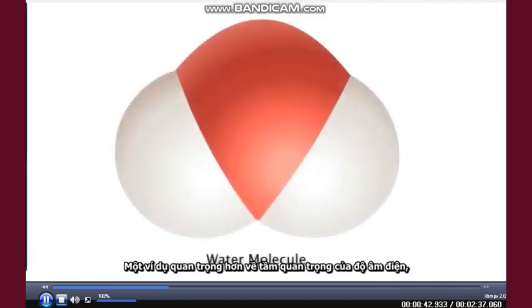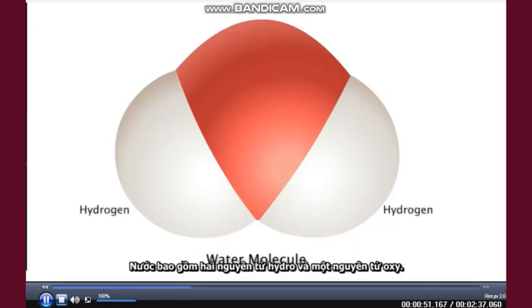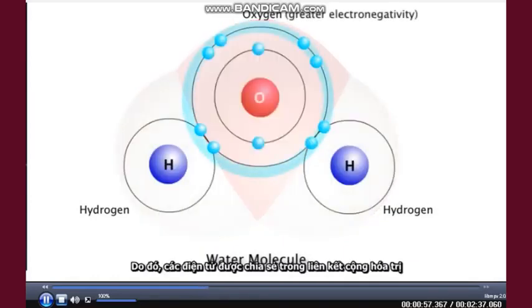A more important example of the importance of electronegativity occurs within a molecule of water. Water is composed of 2 atoms of hydrogen and 1 of oxygen. Of these 2 elements, oxygen has the greater electronegativity.